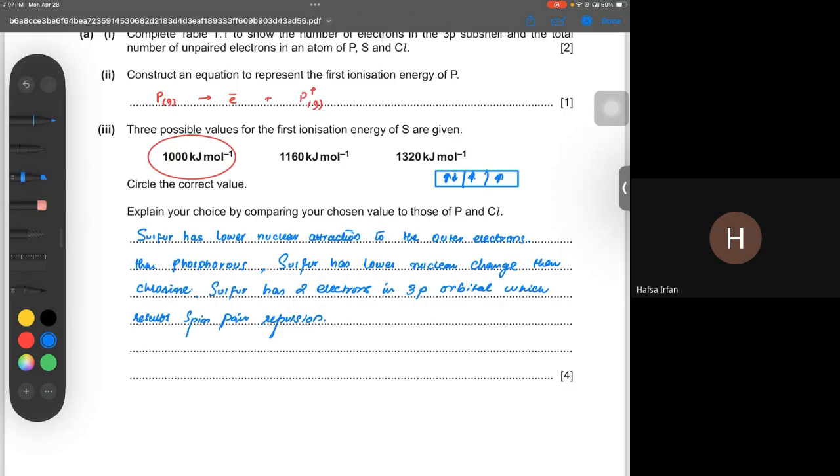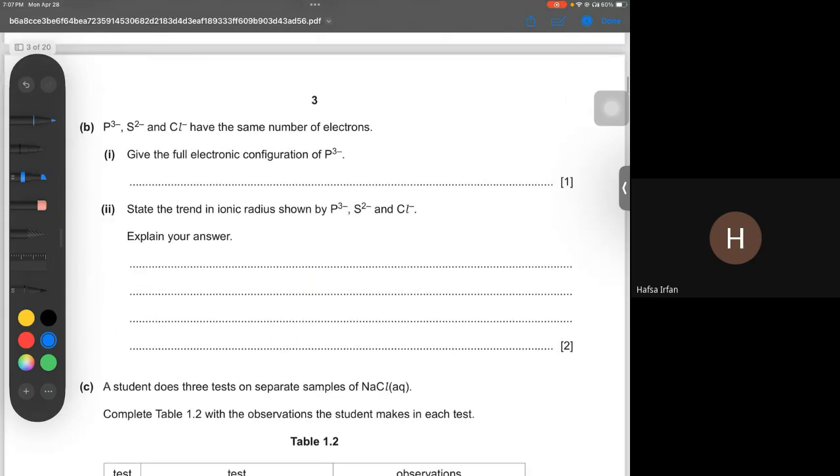Then see this one, part B. Phosphide, sulfide, and chloride have the same number of electrons. Give the full electronic configuration of phosphide, P3 minus. Phosphorus already has 15 electrons. When it gains 3 more electrons, it would be 18 in total. That would be 1s2, then 2s2, then 2p6, then 3s2, then 3p6, that is 18.